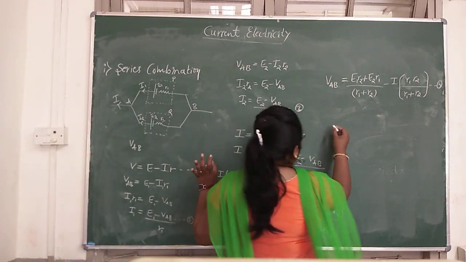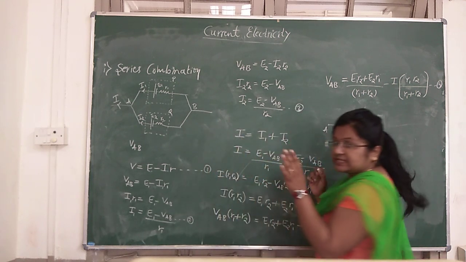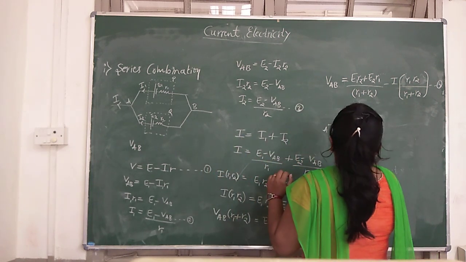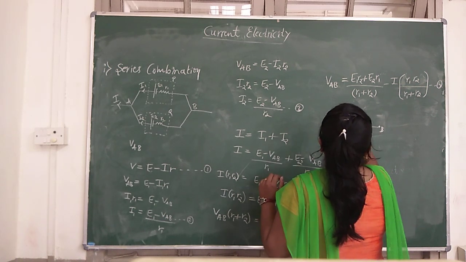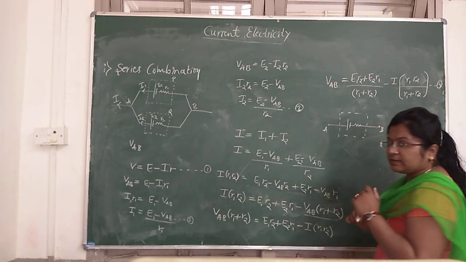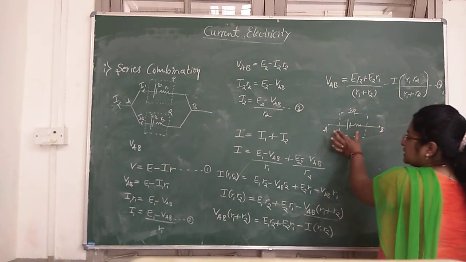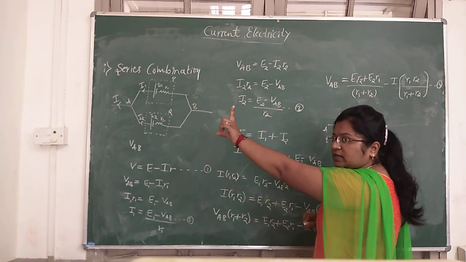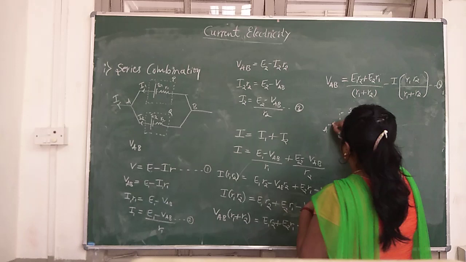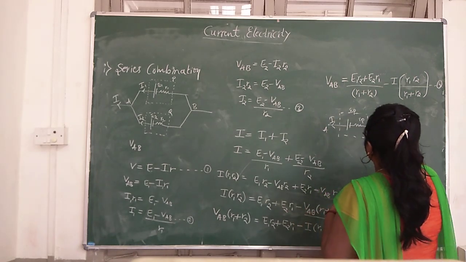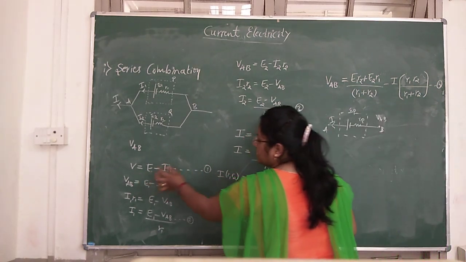Single cell means, from the point A, and we don't have any point C here, it is just B. So a single cell between the points A and B. It will have effective EMF EP, because we are replacing this single cell in the parallel combination. So hence it is EP and RP. The current is the same, I, and the potential difference is the same, VAB. So now for this combination you write this expression, V is equal to E minus IR.